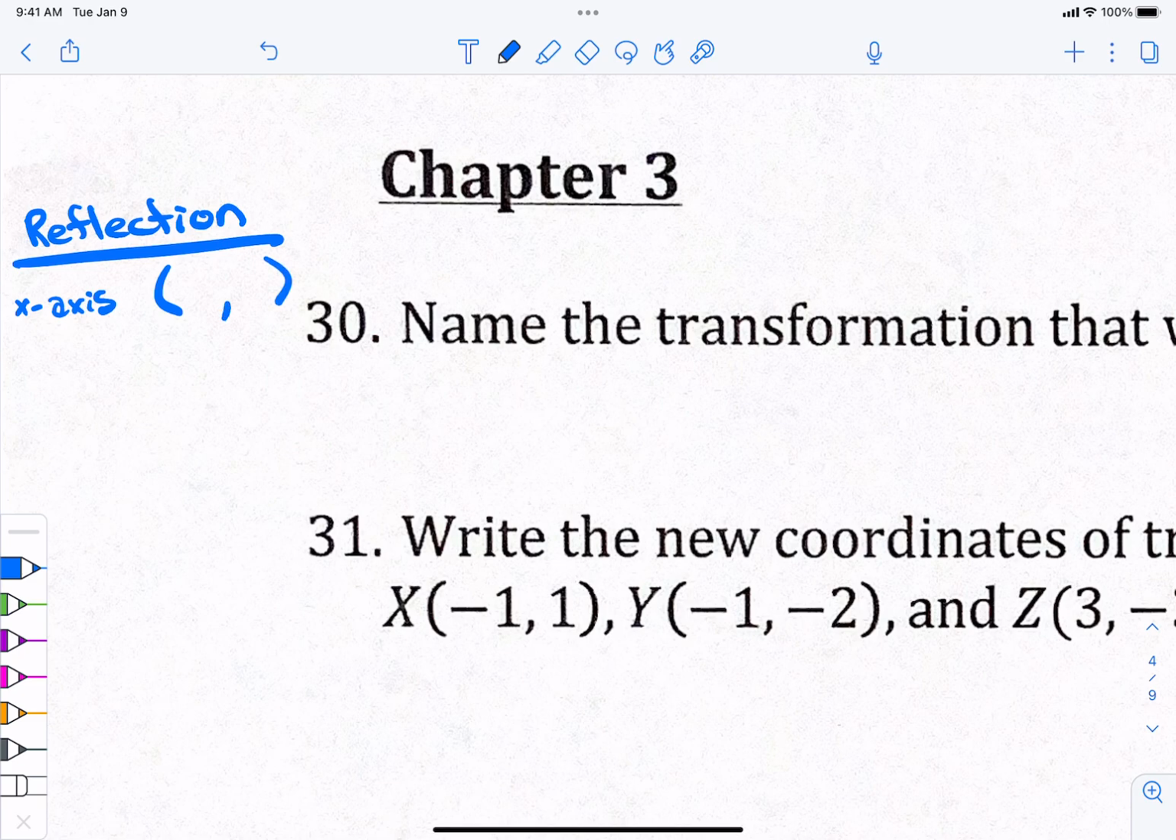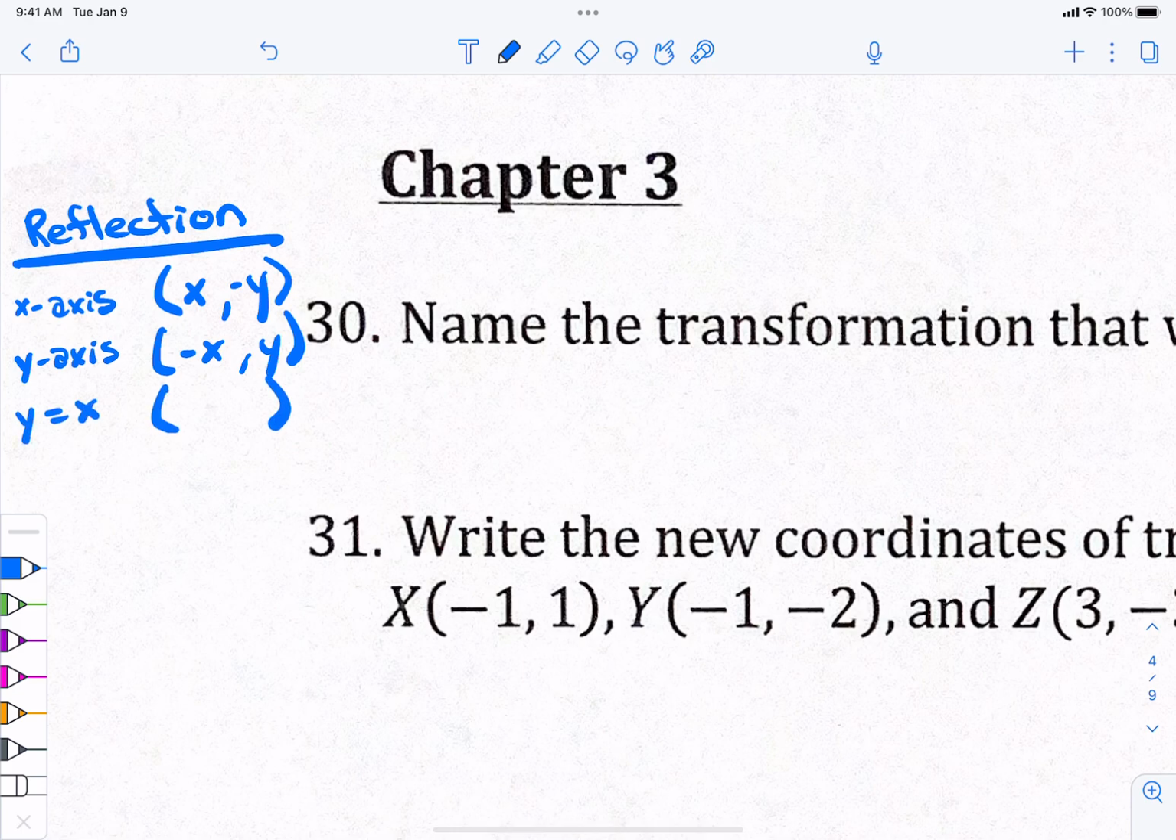x, y becomes x, negative y. Make the second one negative. So you just make the y coordinate negative for x-axis. For y-axis, you make the x coordinate negative. Okay, and then we also did the line y equals x. I don't know if I'll give that to you, but what happens if you reflect across the line y equals x? They swap places, so it's just y, x. You don't make either of them negative, but that's how that works, okay?